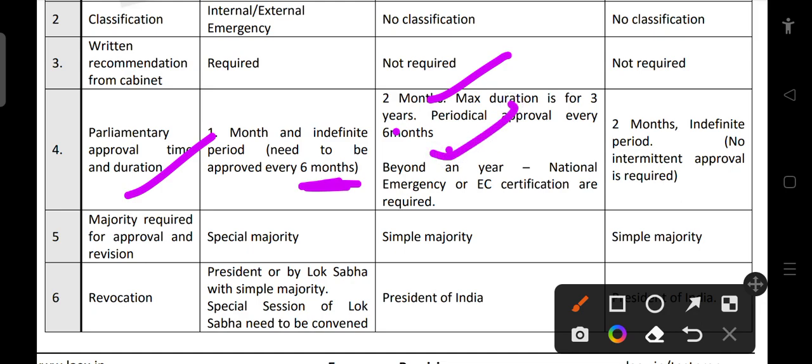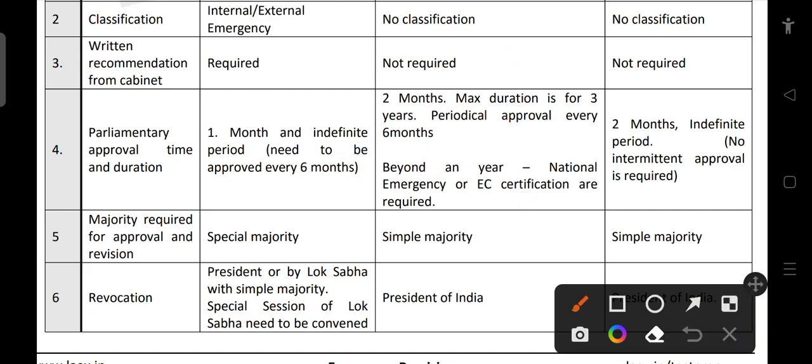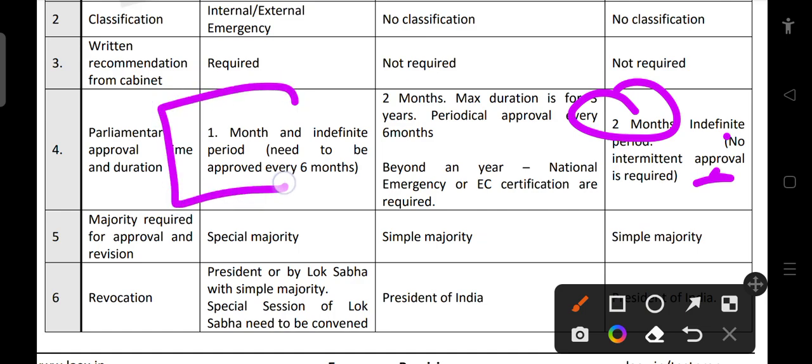Then beyond this, in case of national emergency, the Election Commission has to give a certificate that the need for President's rule is mandatory in this particular area or state. Then here also it is 2 months and an indefinite period, and in case of financial emergency, no intermittent approval is required. So the approval time period is 1 month only for national emergency, and for the other two it is 2 months.